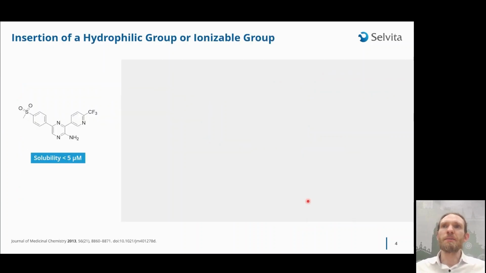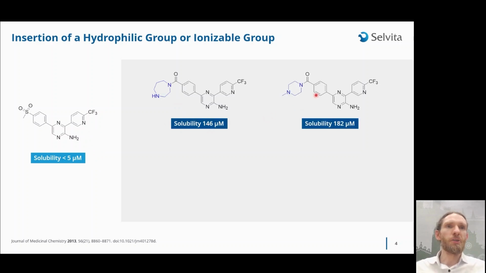Now, let's see some examples that exemplify the insertion of a hydrophilic or ionizable group on our model drug molecule. So this molecule is quite low soluble. If we introduce homopiperazine, we substantially increase solubility. For the introduction of the methylpiperazine, solubility is also increased, even more than with the homopiperazine. And we have another strategy, like removal of the hydrogen bond donor through the methylation of the distal nitrogen atom.